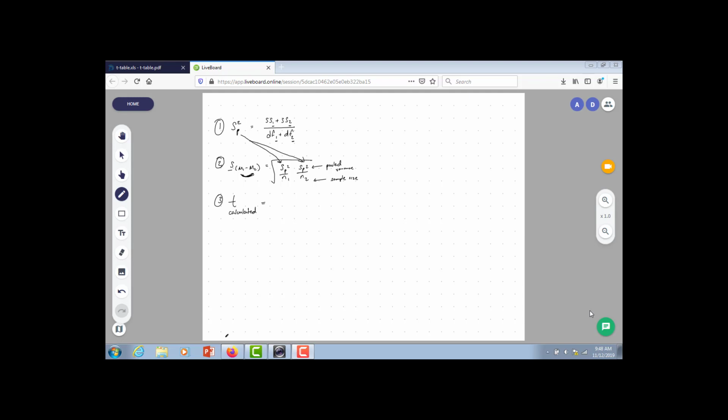Okay, the formula for this two-sample t-test is mean 1 minus mean 2 over the standard error for the sample mean difference.